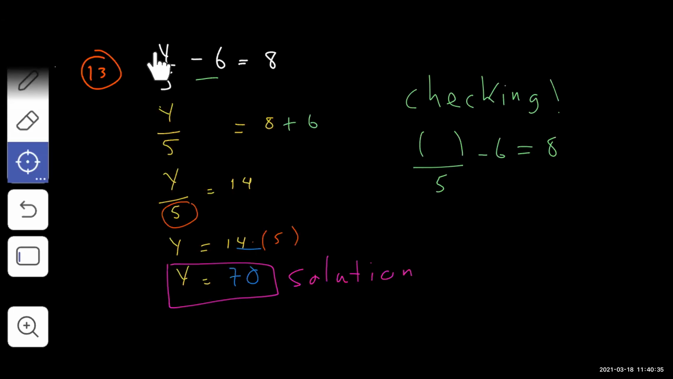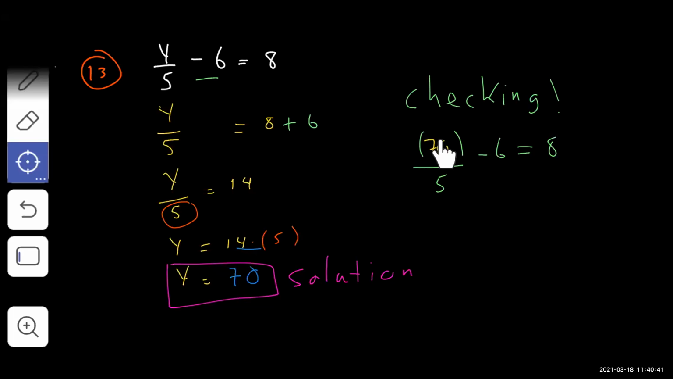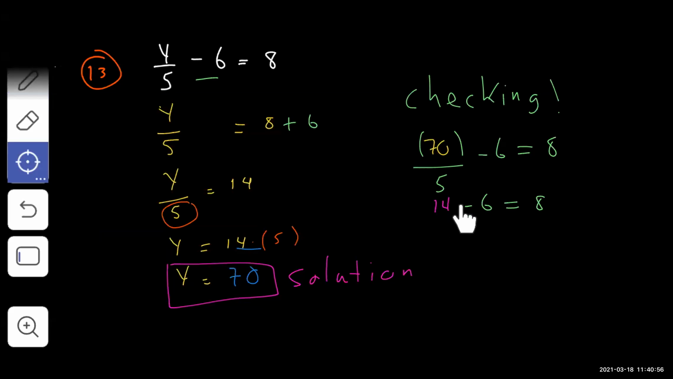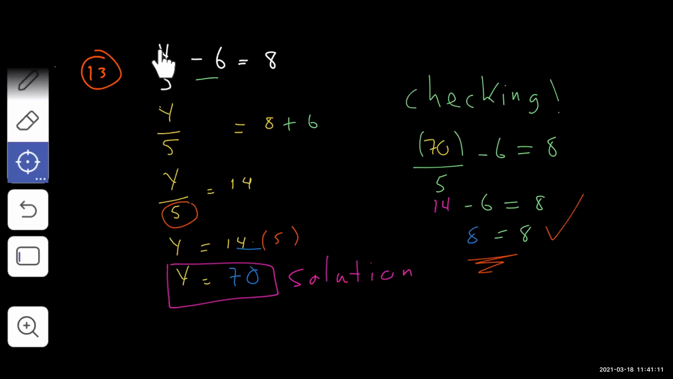What is the value for y, guys? You said it's 70. Let's substitute. What is 70 divided by 5? 5 times what gives you 70? 14. Then I just bring down negative 6, and 8 here. Let's simplify. What is 14 minus 6? It's 8. And 8 equals 8, guys. Yes, we checked it. We found the value that we can substitute in order to make the equation true. That's called a solution. Let's go to the other example.